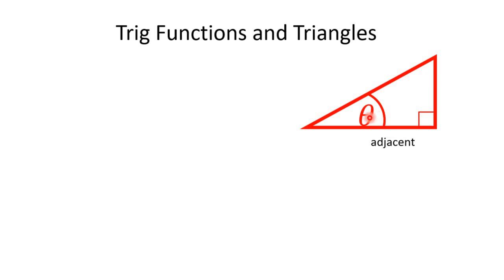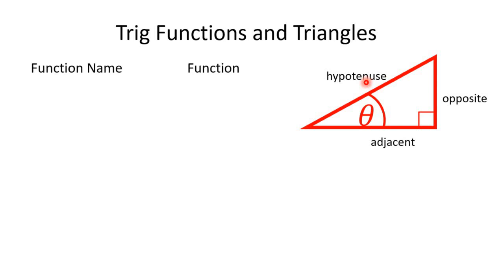There's also a side across from the angle theta. We'll call that the opposite side. And then, of course, the longest side, the one across from the 90-degree angle, is the hypotenuse. With these sides, we can define functions of the angle theta. So we can feed these functions the angle theta, and the function would output ratios of these sides.